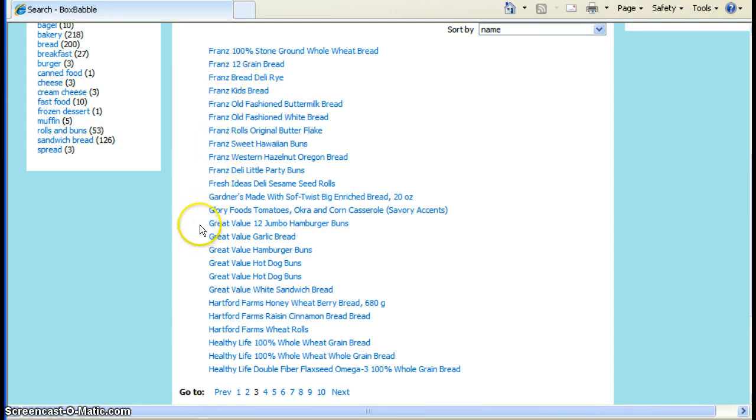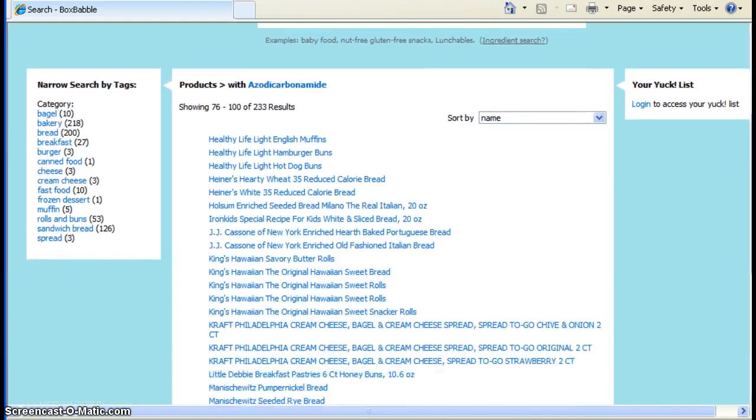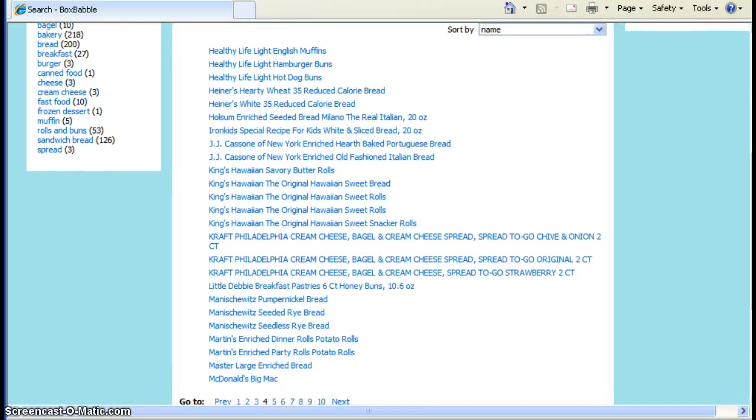You can see there's a bunch of the Great Value where you try to save a buck at the store and get the off-generic brand of Great Value. All their buns, sandwich bread, garlic bread. Though it's in a lot of stuff that we eat. You don't really know what brands of anything they're using at restaurants most of the time. Kraft Philadelphia cream cheese, bagel and cream cheese spread, spread to go, chive and onion. Kraft Philadelphia cream cheese, bagel and cream cheese spread, spread to go original. Kraft Philadelphia cream cheese, bagel and cream cheese spread to go strawberry.